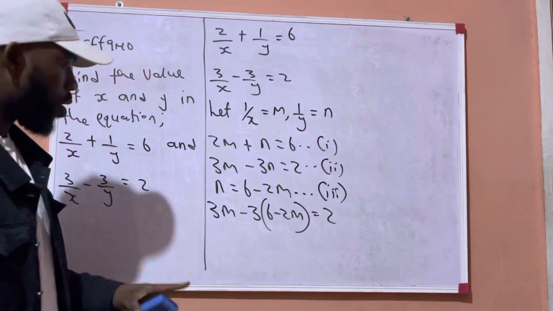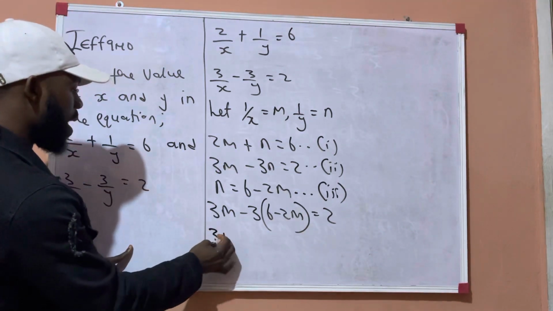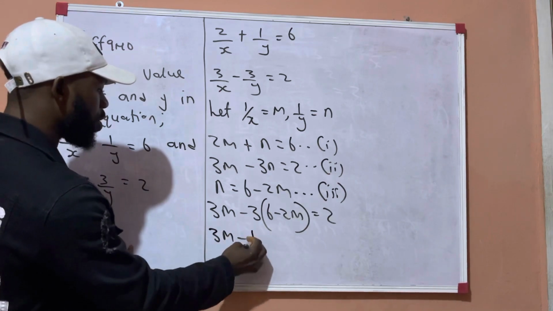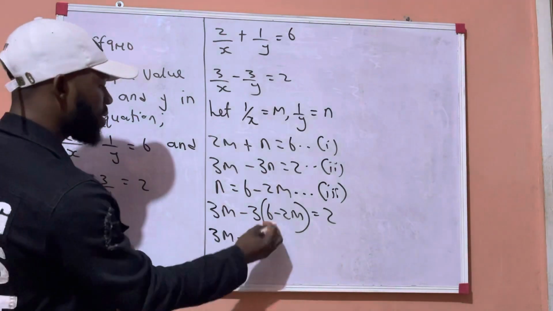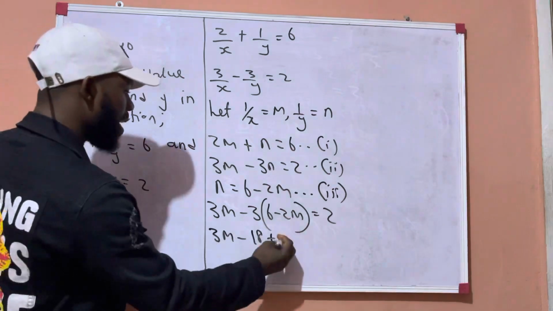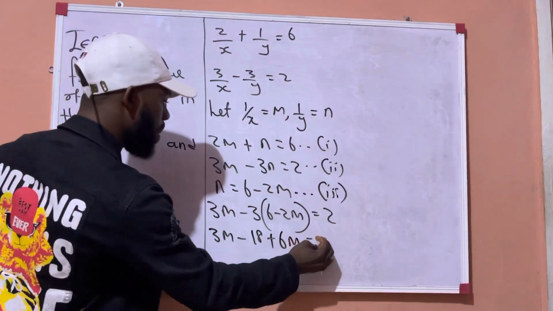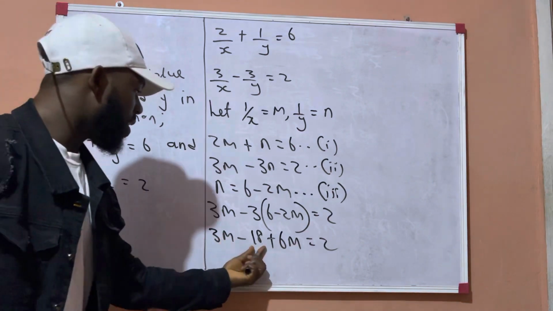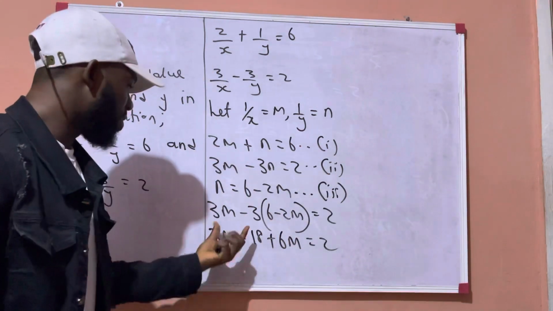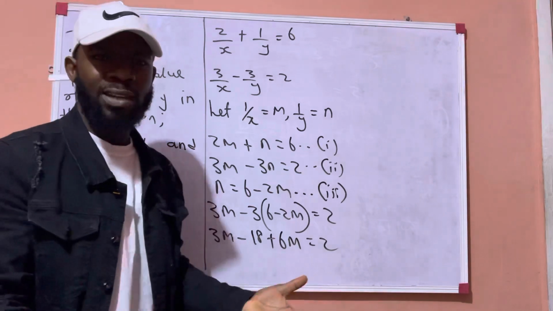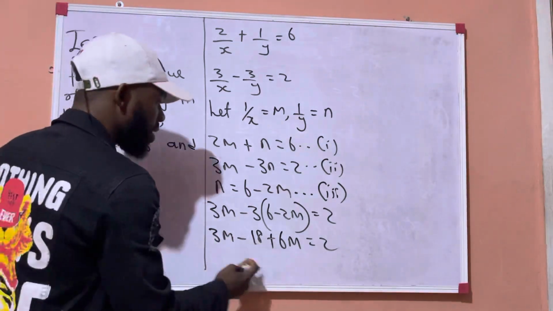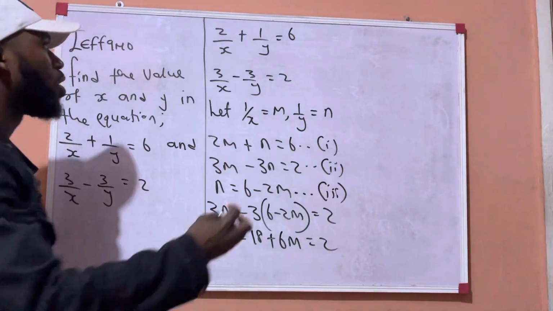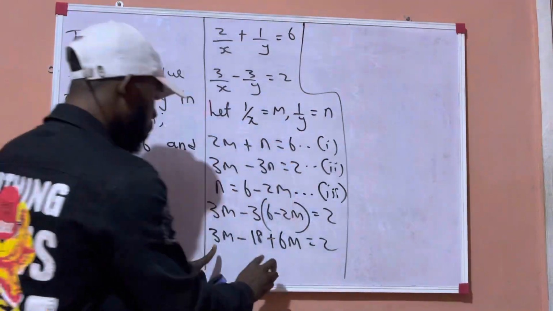Now, opening the bracket, we're going to have 3m minus 3 times 6 gives us 18, minus times minus gives us plus, 3 times 2m gives us 6m, equal to 2. Now minus 18 has to leave because minus 18 is not carrying m, they are not like terms. So when minus 18 crosses, it becomes plus 18. So we're going to have this. What are we going to have left?